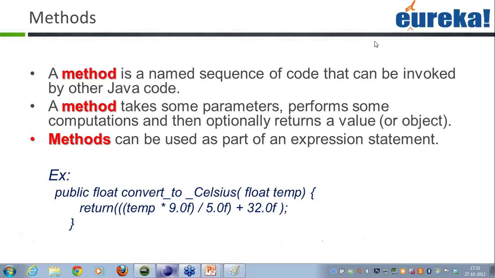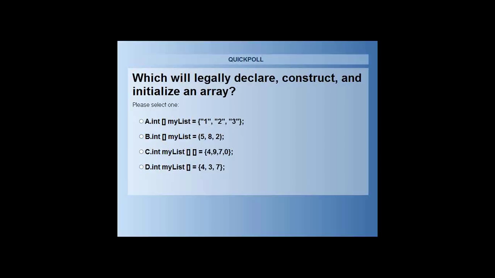So before I move ahead here, I have a poll question for everyone here. Here is the poll question that I have launched for everyone here. Which will legally declare, construct and initialize an array? You have got 4 options here: int array mylist 123, int array mylist 582, int mylist array 7970, and int mylist array 437. So you all can cast your votes onto the polling window.